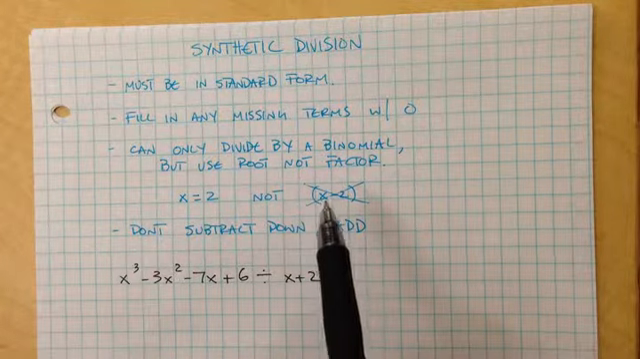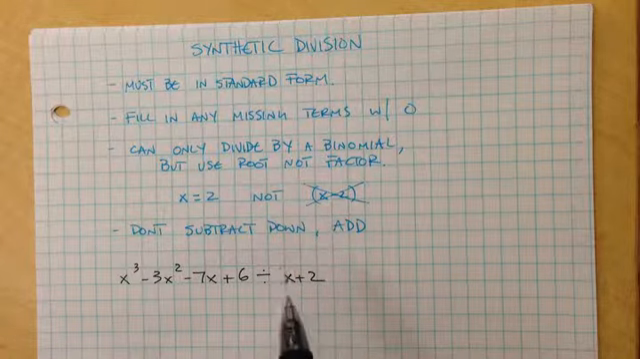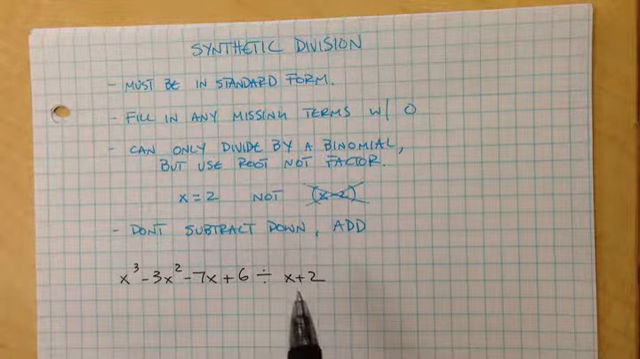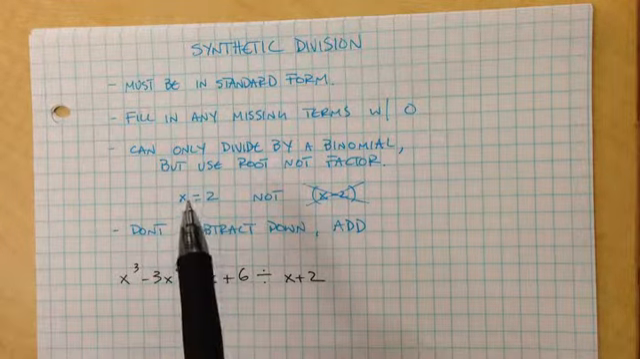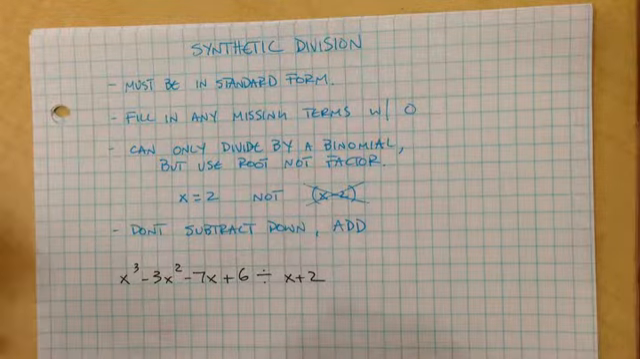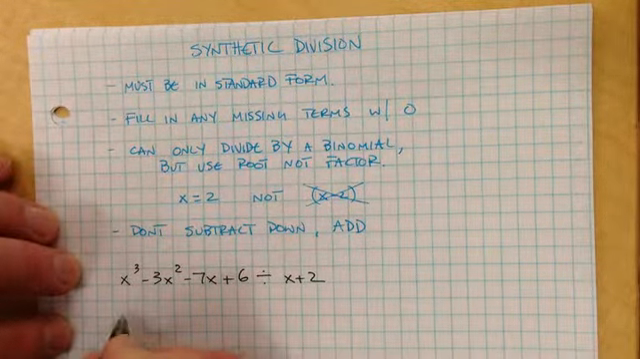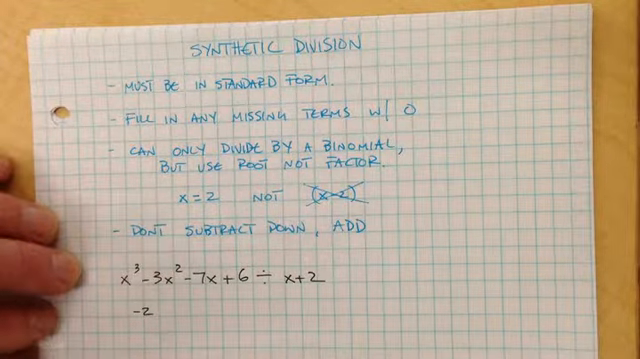You will not be using the factor. Let's say one of my factors was x plus 2. I can divide by this. This is a binomial. But I will not be using this for my division. I need to use the root or the 0 of this. So if I were to set this to 0 and solve, I'm going to end up with x equals negative 2. So on the outside, I will be placing a negative 2 value.